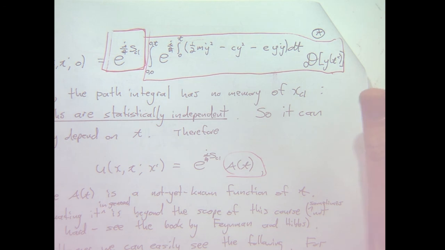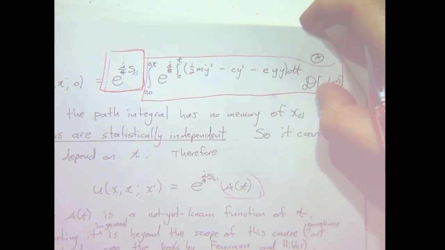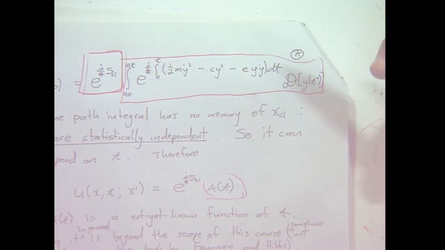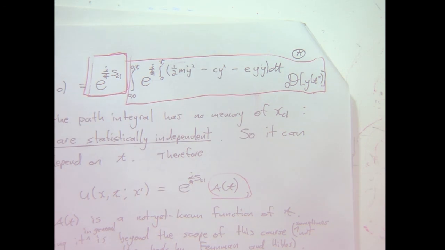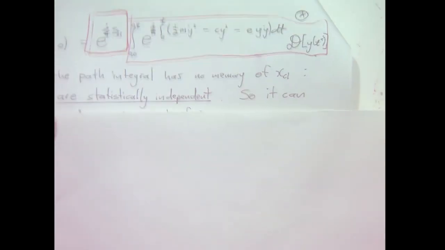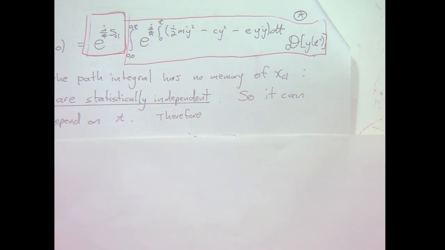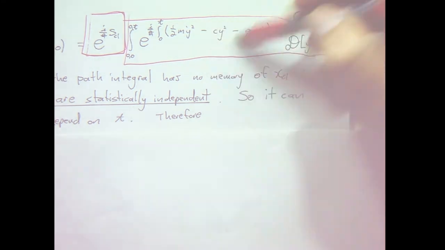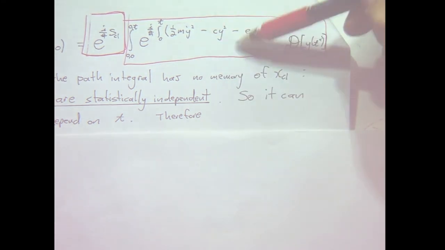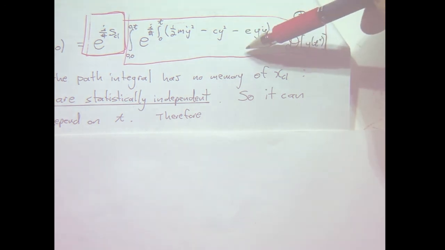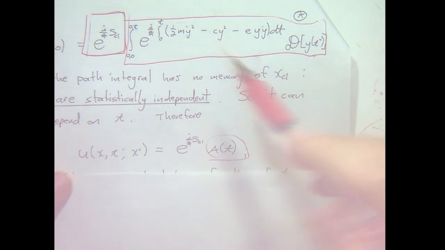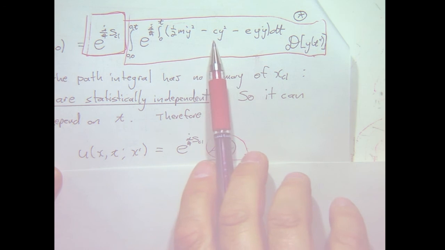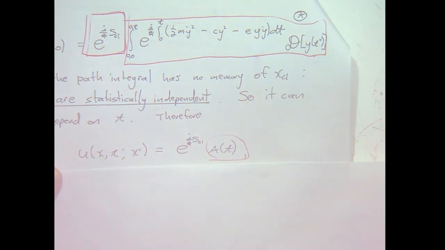So in many cases, why is it statistically independent? Basically, the claim is that all the spatial information gets integrated out of this, and you're just left with the time dependence. That's the claim. Yeah, that whole thing is just a function of time only, not of space, because we integrated over all space.